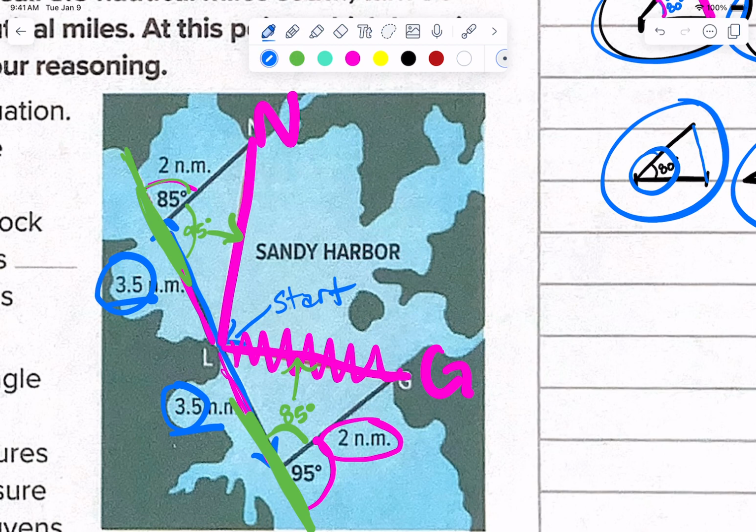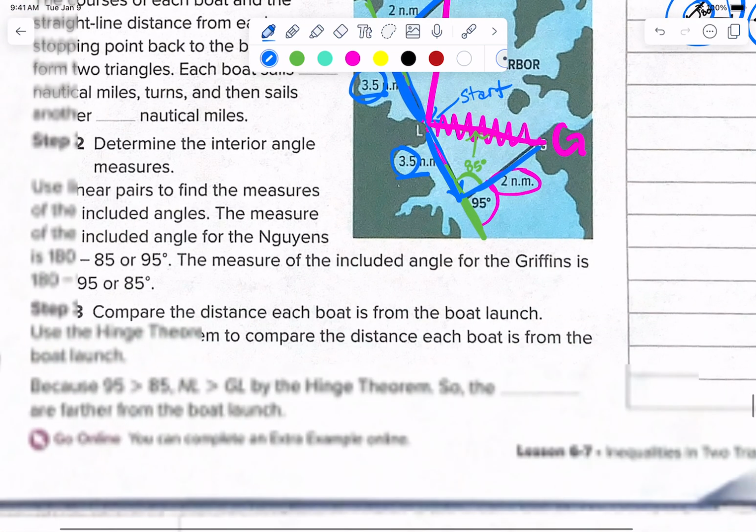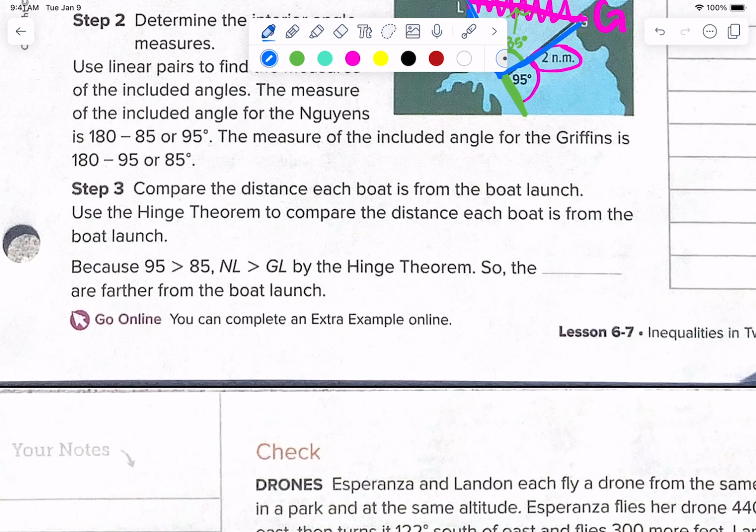Now, that is only true because it's 3.5 and 3.5 and 2 and 2, because those other elements are the same. But now we compare the angles and the Nguyen family is farther away. Got it? The Nguyens, the Nguyen family are farther from the boat launch.